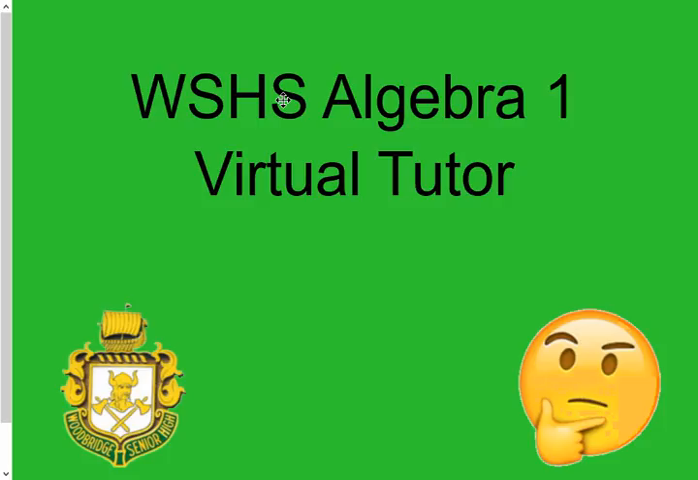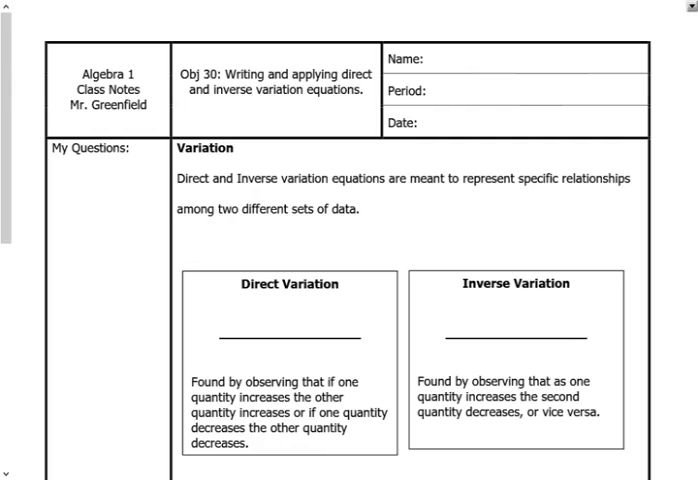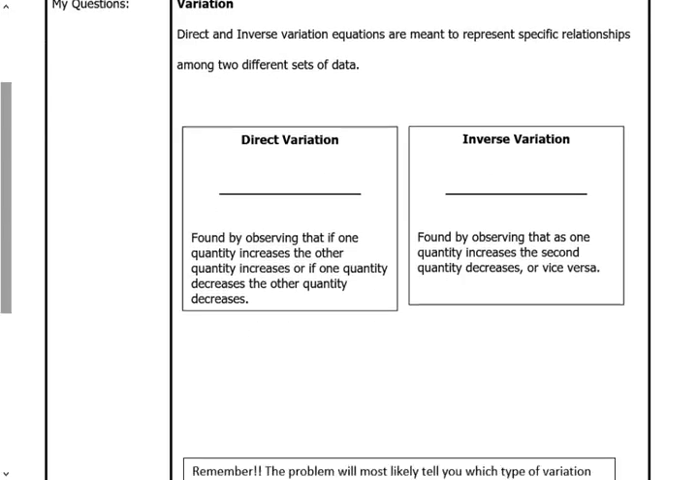In this episode, we're going to look at Objective 30. And Objective 30 is going to be a bit of a longer one. What we're going to do is apply direct and inverse variation equations. Now, direct versus inverse is really the key here. This is going to be a fairly long process, but they're basically the same thing once you get what type of variation we're going to do.